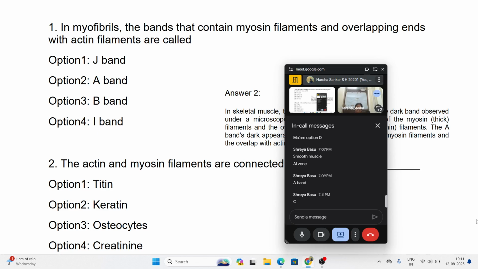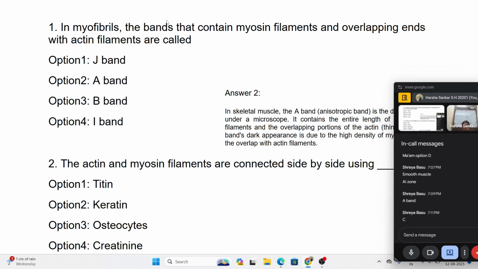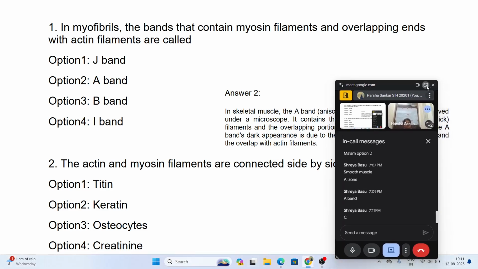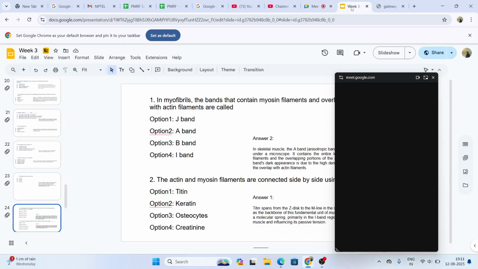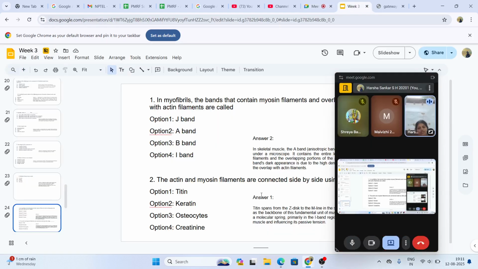C is osteocytes, right? Osteocytes are cell types that are present in the bone, the functional unit of bone. The correct answer is titin. Okay, I will show you the figure, then you will remember. The correct answer is titin.